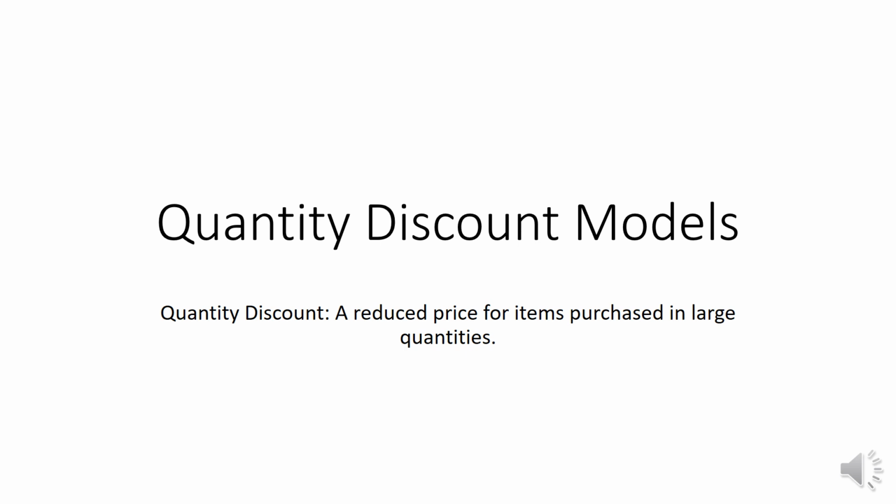Independent demand is the demand for any product like a marker, fridge, car, mobile. The dependent demand is the demand for the components of any product. So for independent demand, we have three models. First is the EOQ, economic order quantity. Second is the EPQ, economic production quantity. Third is the quantity discount model. Let's discuss the quantity discount model today.